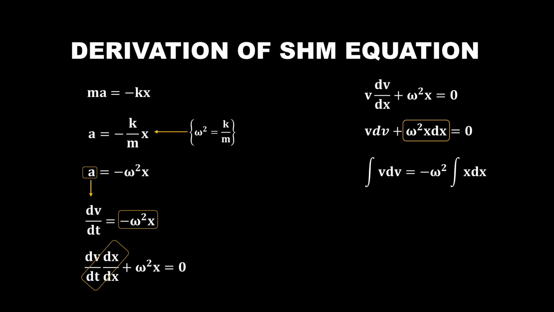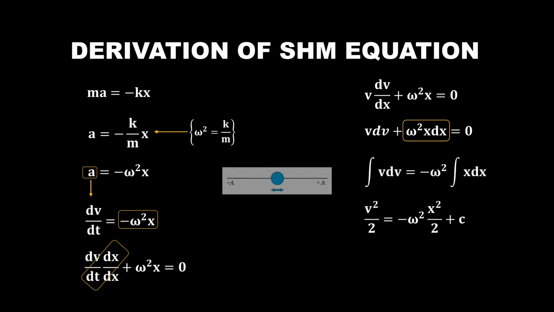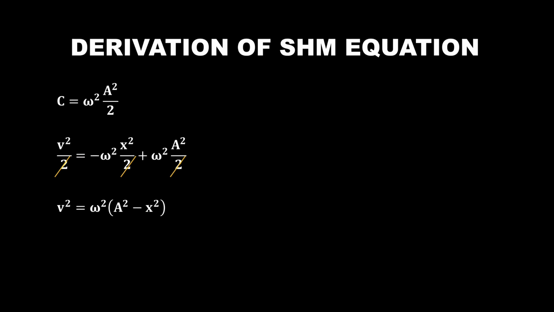Integrate both the sides. We get v²/2 = -ω²x²/2 + constant c. At an extreme position, v is equal to 0 and x is equal to maximum displacement, that is amplitude. Substituting these values in the above equation, we will get c equal to half ω²a². Substitute c in this equation, we get this. Now, we can cancel 2 and take ω² as common on the right-hand side. Now just apply root on both sides, we get this.